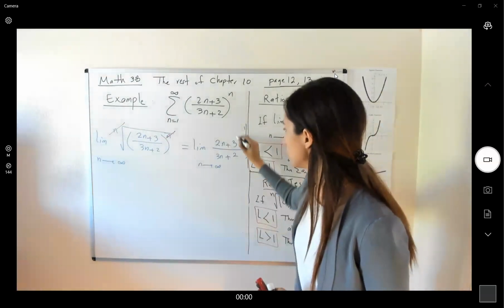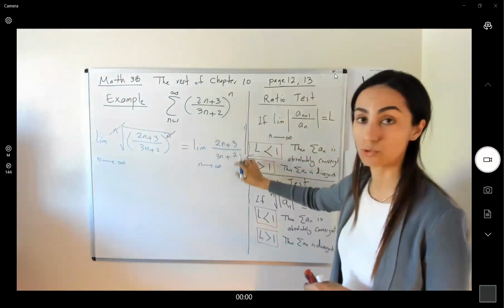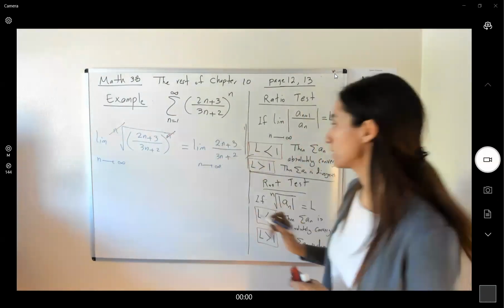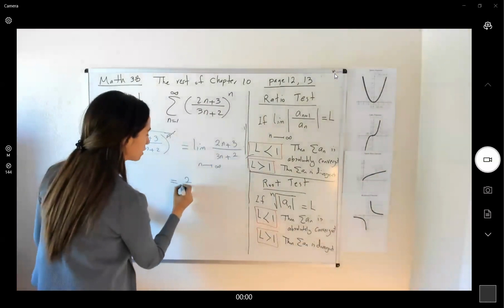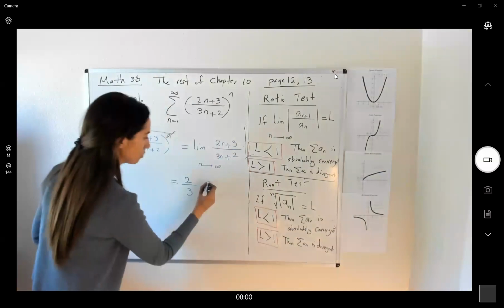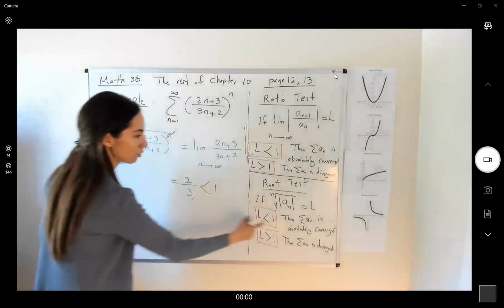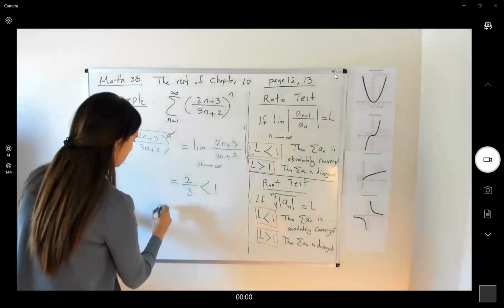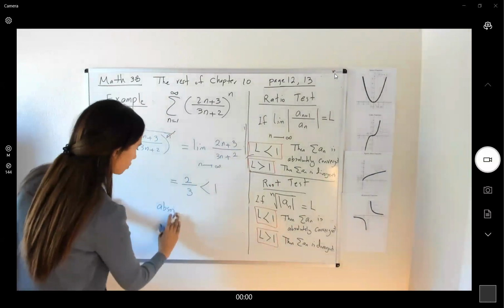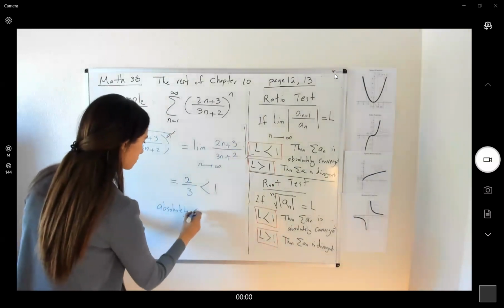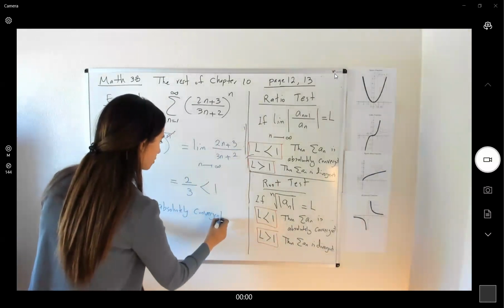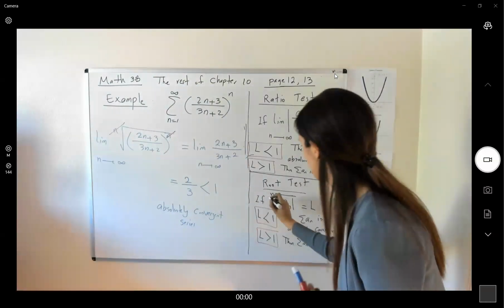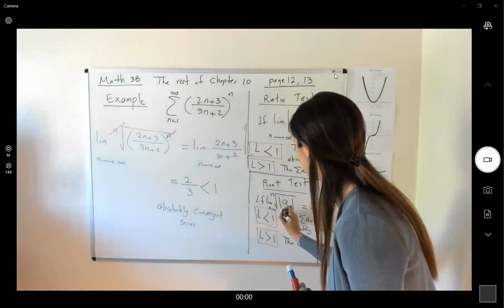Here you can get rid of the 3 and the 2 because these are lower terms. You have 2n divided by 3n, and you can cancel out n and n. So this limit, this L, is equal to 2 thirds, which is less than 1. L is less than 1, so you get an absolutely convergent series. Let me add the limit here. Don't forget we are taking the limit.